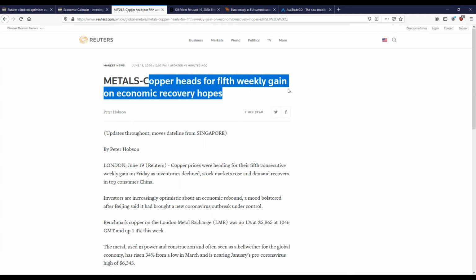Copper heads for fifth weekly gain on economic recovery hopes. Again, it's the same theme. This is on Reuters now. Multiple major news outlets reporting similar headlines. This one's specific to copper, right? Copper heads for fifth weekly gain on economic recovery hopes. Why specifically is copper predictable that the price will go up if there are economic recovery hopes?